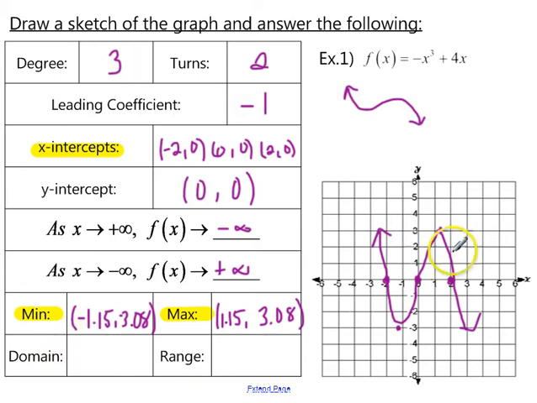Then for the domain, it'll always go towards the left and right, so it goes from negative infinity to positive infinity. In our range, it'll always go down and up, so it goes from negative infinity to positive infinity. And that's it for this video.